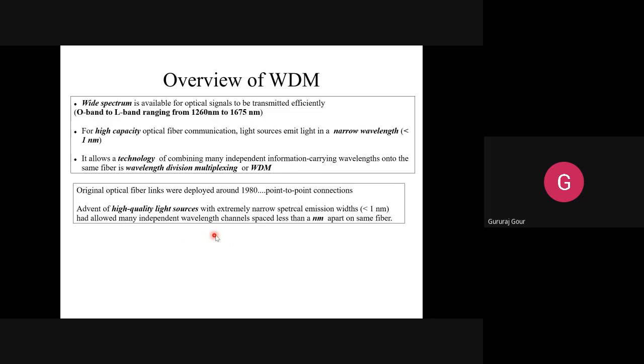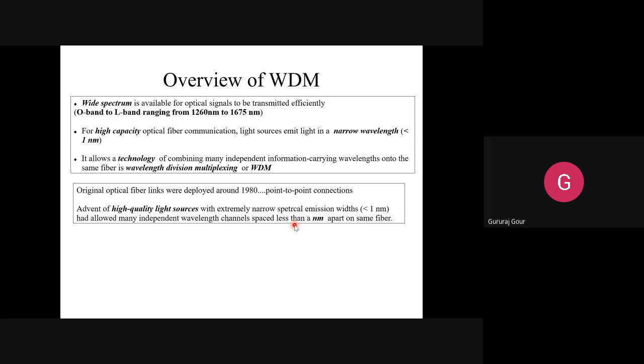this allowed many independent wavelength channels. Now, with the development of such highly coherent light sources, which are able to generate a spectral emission width of even less than 1 nanometer, we started using such light sources as independent channels, which are spaced even less than a nanometer apart, each one having its own unique wavelength. So this is one aspect that has contributed much to the development of this WDM technology.